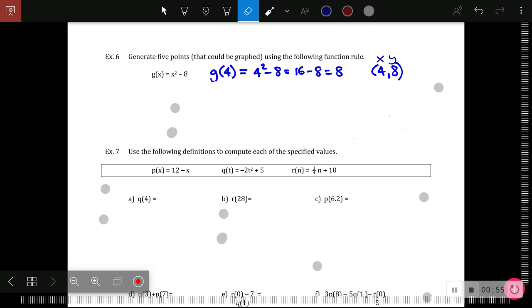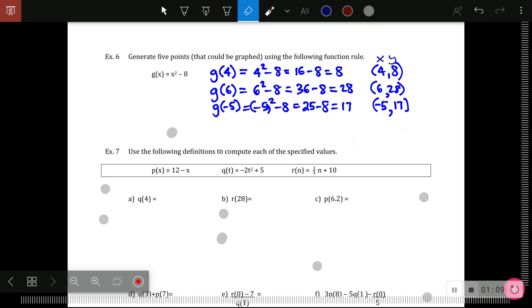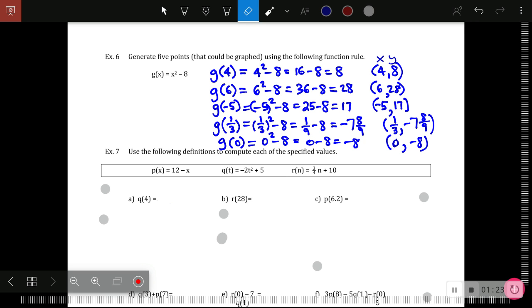Now we're supposed to randomly pick other numbers here, so we're going to put in a 6, and when you square 6 and subtract 8, you end up with 28. So (6, 28) is another point, and we're supposed to find a grand total of 5 of these points. So here's how you type in g of negative 5, meaning use negative 5 for the x, and you can see that results in 17. And then 2 more examples here, one with a fraction and one with 0 in it. And we end up with these 5 points. These are random points. There's no reason you couldn't have picked other values for x.